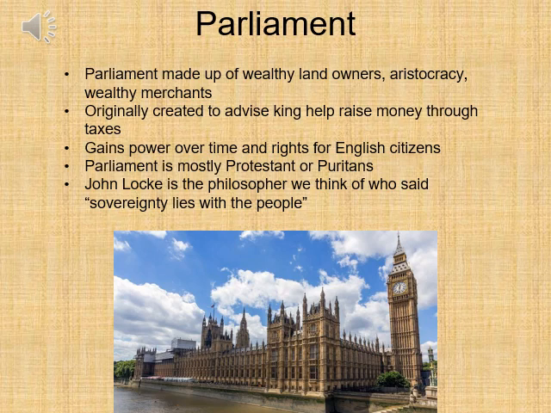England's parliament primarily was made up of wealthy landowners, members of the aristocracy, and other wealthy merchants. Originally created to advise the king and help raise money through taxes, Parliament began to gain power over time and rights for English citizens. Parliament was made primarily of Protestant or Puritan individuals. Famous Enlightenment thinker John Locke, who we talked about last week, is the philosopher we think of who said sovereignty lies with the people. The ability to govern for the people is where Parliament draws its power.